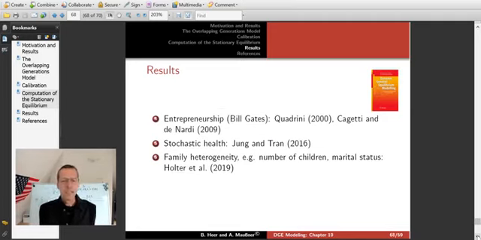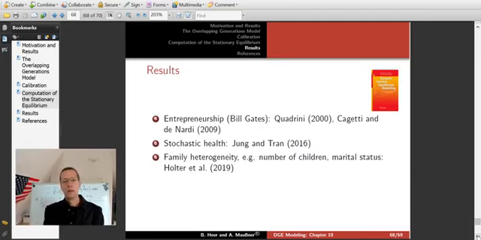But most importantly, at least in my view, we neglect to model entrepreneurship. We do not have the Bill Gates in our model. Two prominent papers look at this. The first one was Vincenzo Quadrini in 2000, and in a paper in the American Economic Review, Cagetti and De Nardi looked at entrepreneurship. And here, well, this is really tricky.